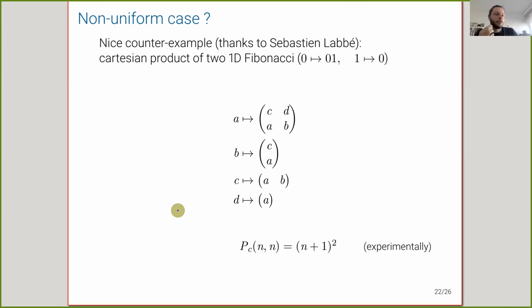While looking for the proof, I tried some other stuff, and I discussed, for example, with Sébastien Labbé. He provided me very quickly a counterexample to the non-uniform case. So if the substitution you have is not square, not a uniform shape at least, then the result does not hold immediately. If you take this Cartesian product of two one-dimensional Fibonacci, you end up with a non-uniform substitution. And this substitution seems to have (n+1) squared complexity. So here the constant will be exactly 1.